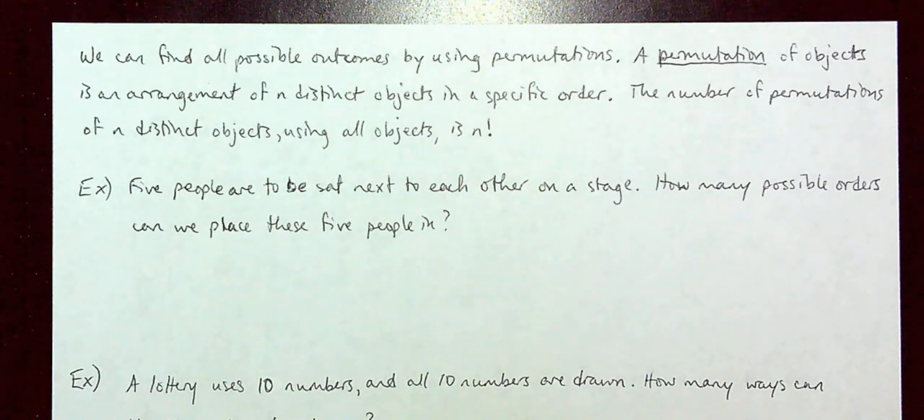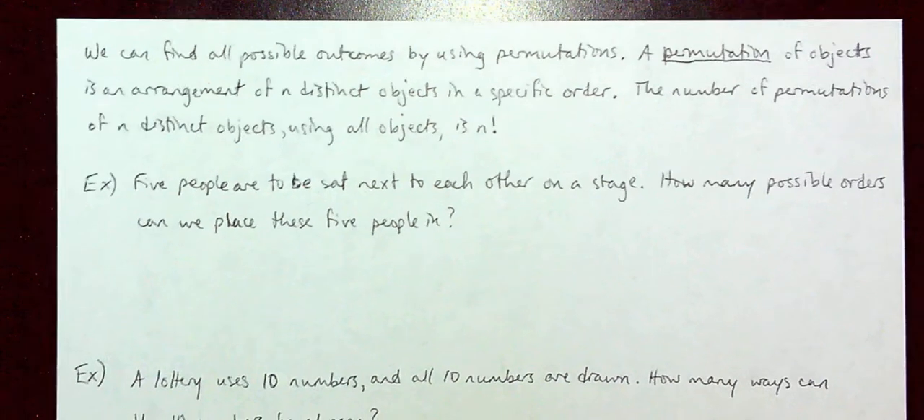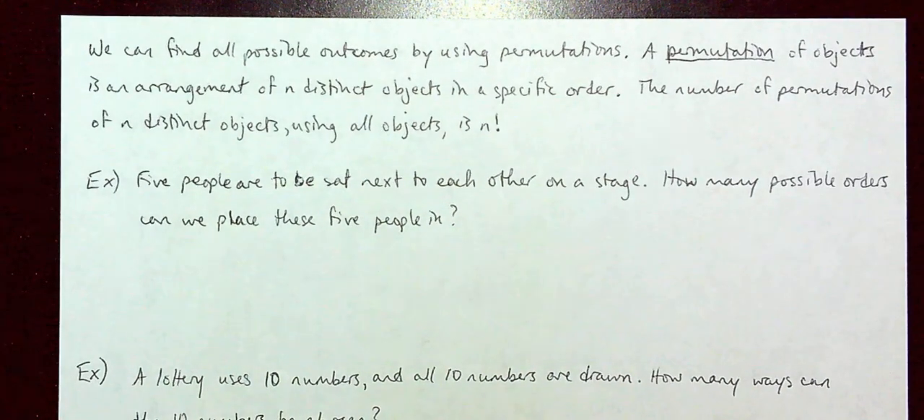To kick it off, if you're going to take a permutation of n distinct objects in a specific order, and you're going to use all of those objects, the number of permutations of n distinct objects using all of them is simply n factorial. We're going to go through some sample problems here and see why that is. First problem: 5 people are to be sat next to each other on a stage. How many possible orders can we place these 5 people?